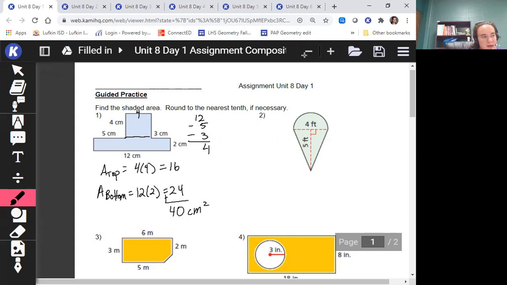So remember, when you type this into your computer, type 40 and cm, your caret symbol, which is above your 6 on your keyboard, and then 2.